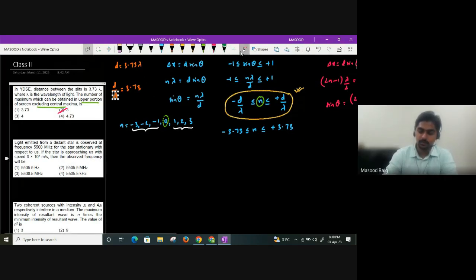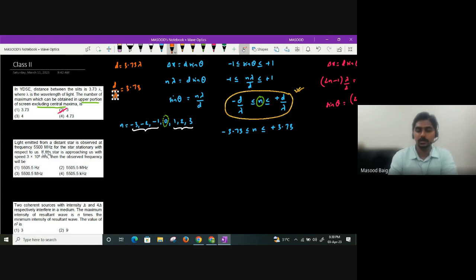Light emitted from a distant star is observed at a frequency 5500 megahertz for the star stationary with respect to us. If the star is approaching us with speed 3 into 10 power 5 meter per second, then what would be the observed frequency they are asking, guys? Right? So what is the observed frequency they are asking?